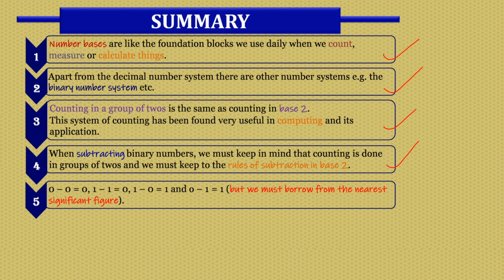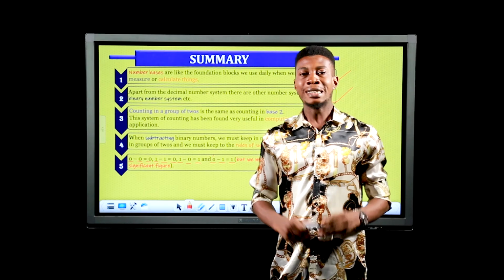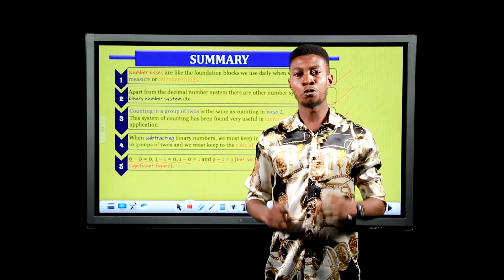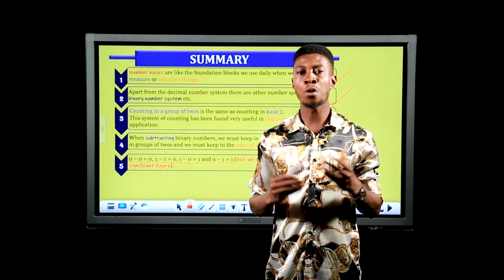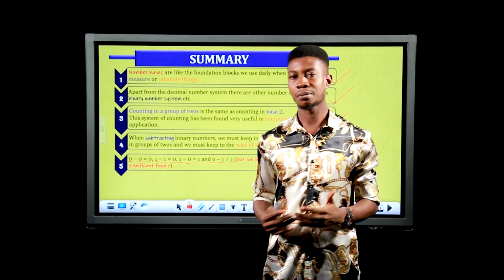And lastly, we saw the rules of subtraction, where 0 minus 0 gives us 0, 1 minus 1 gives us 0, 1 minus 0 gives us 1, and 0 minus 1, we move to the next significant bit to borrow a 1 to add to a 0 to become 1, 0, and then we subtract, and then our result will be 1. Now, I have some test questions for you to try, just to see how well you understood this lesson.